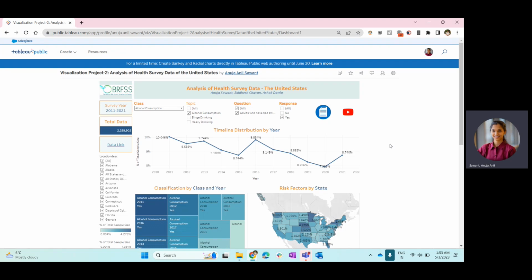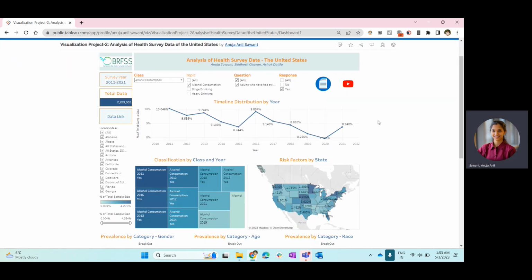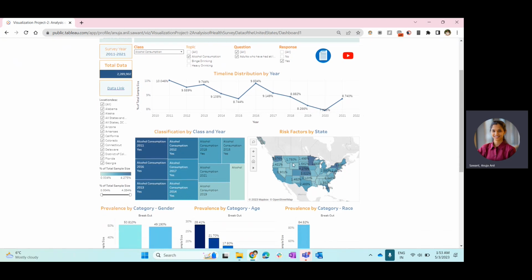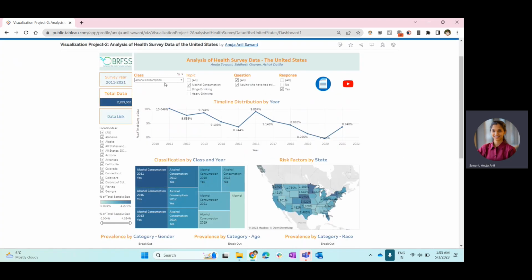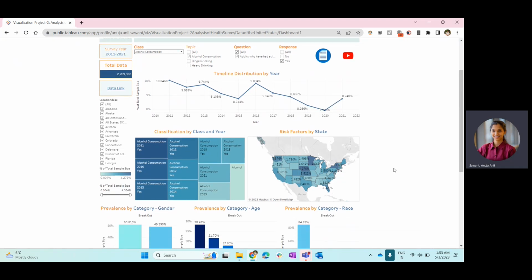The plots on this page are arranged in a hierarchical pattern. Initially, you will see the timeline graph, then state-wise distribution, followed by class and year as well. Also, categories focusing on gender, age, and race. As we filter the class, the graphs below get updated automatically.